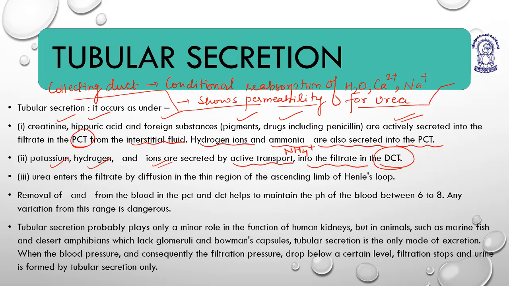Like the PCT, it helps in the secretion of creatinine, hippuric acid, and foreign substances, which are actively secreted into the filtrate in the PCT from the interstitial peritubular capillaries. Hydrogen ions and ammonia are also secreted in the proximal convoluted tubule.